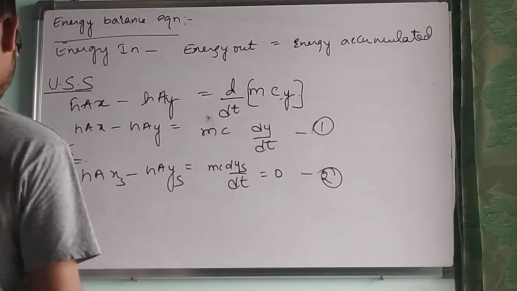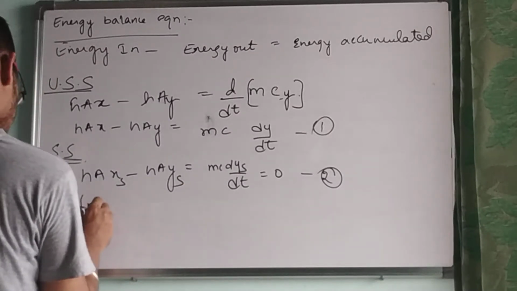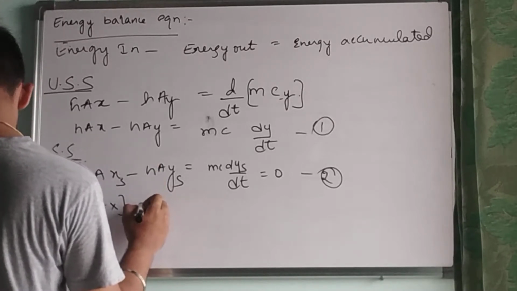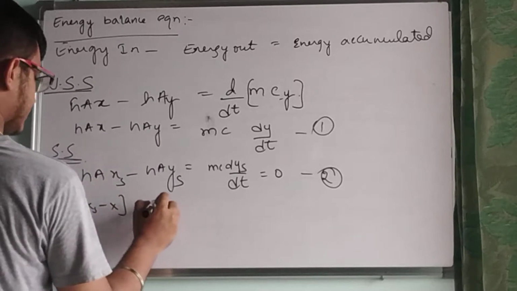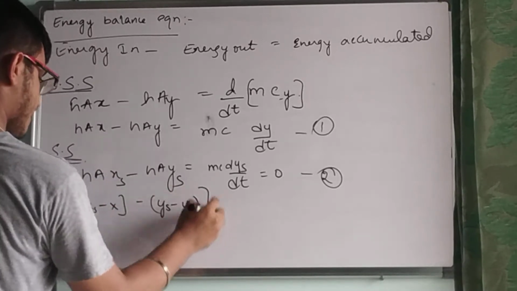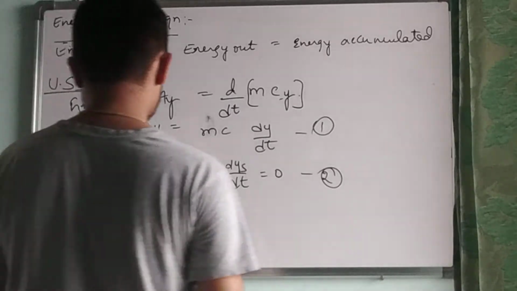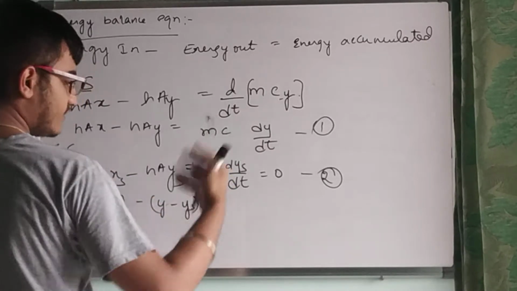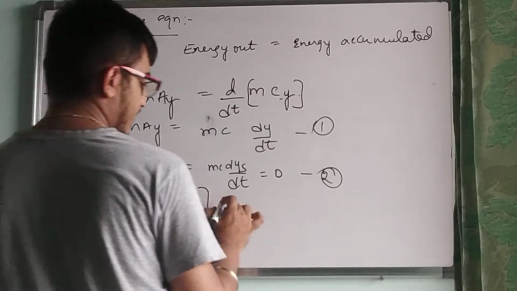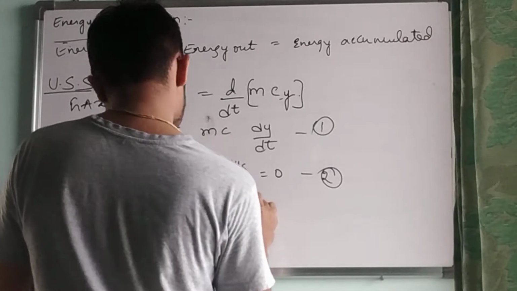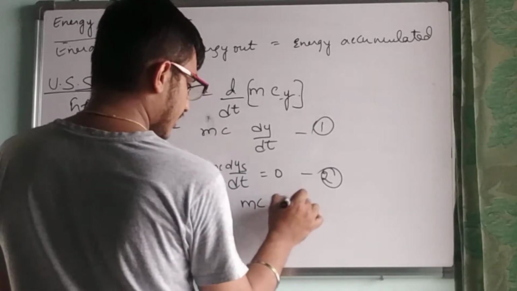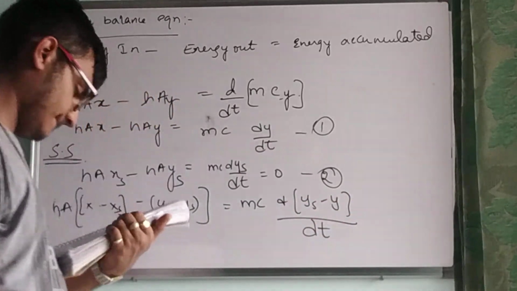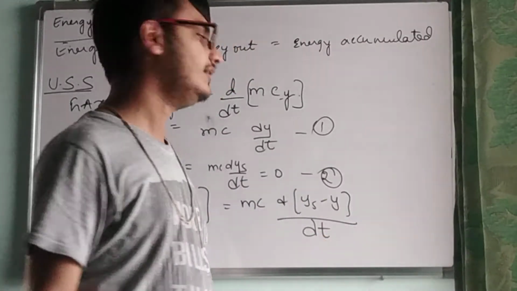Subtracting those two equations you get HA into X minus XS minus Y minus YS, right? 2 minus 1. So X minus XS, Y minus YS is equal to MC d of Y minus YS by dt.